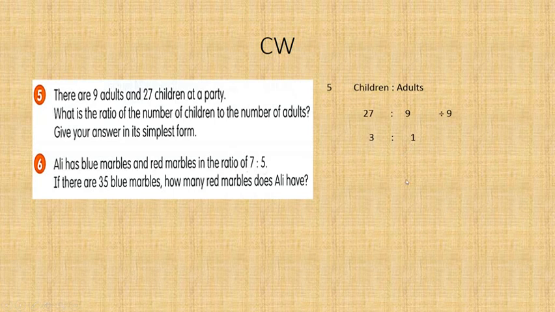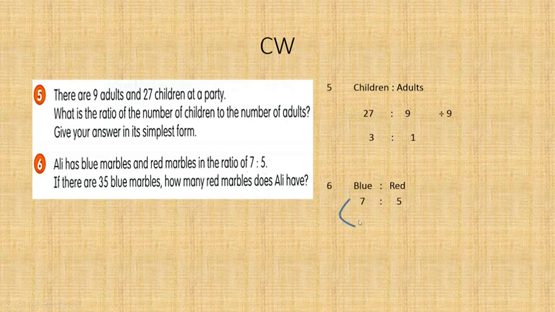Okay, question number 6, it's a little bit tricky because I told you here to focus and to understand that the ratio is exactly like the fraction. So let's understand it here together. Ali has blue marbles and red marbles in the ratio of 7 to 5. So first I have to write down blue to red in the ratio of 7 to 5. Okay, what's the question? If there are 35 blue marbles, how many red marbles does Ali have?